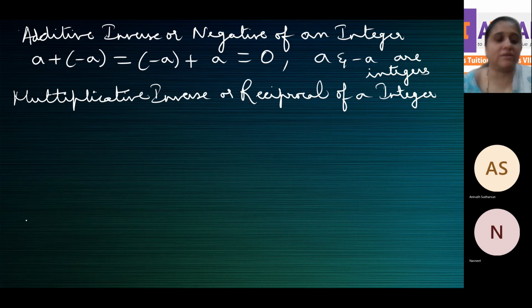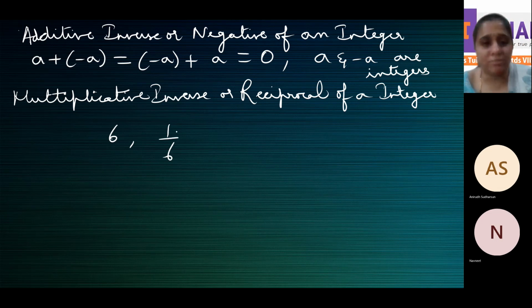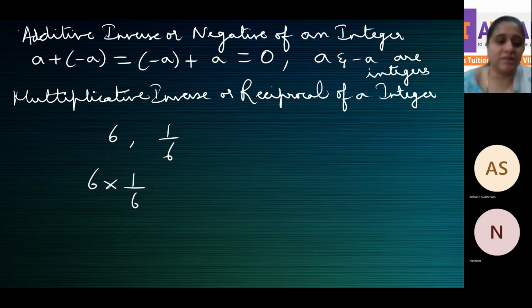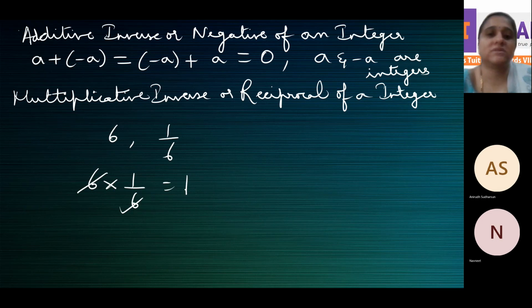Now, when you consider the pair 6 and 1 by 6, 6 is the reciprocal of 1 by 6, and 1 by 6 is the reciprocal of 6, because their product is 1. That's why it's called multiplicative inverse. Multiplicative means we should use the multiplication sign. Additive inverse means plus, addition. Multiplicative inverse, multiplication.